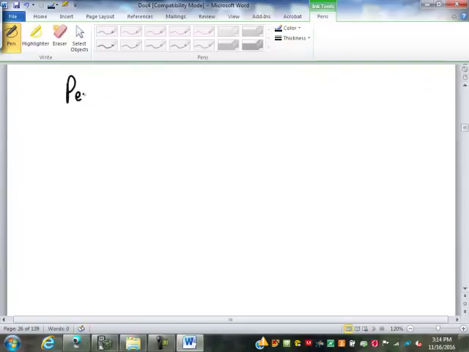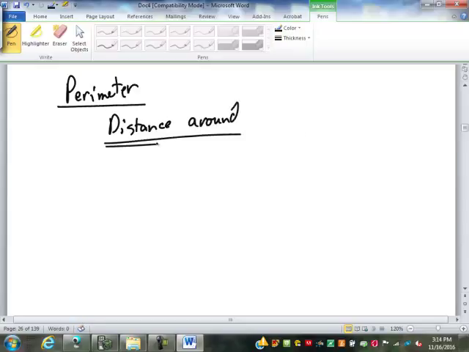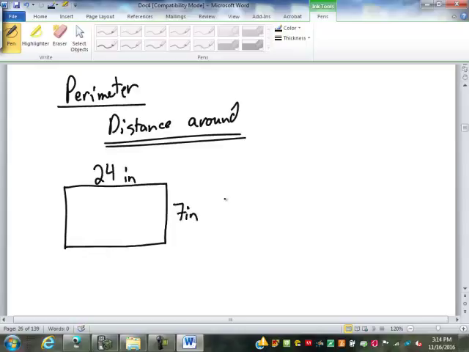One thing I want to talk a little bit about then is perimeter. Perimeter is just the distance around. The distance around an object, if it's a rectangle, is pretty simple. If this is 24 inches and this is 7 inches, I'd find the distance around just by adding the sides. So my perimeter is going to be 24 plus 7. Very good.